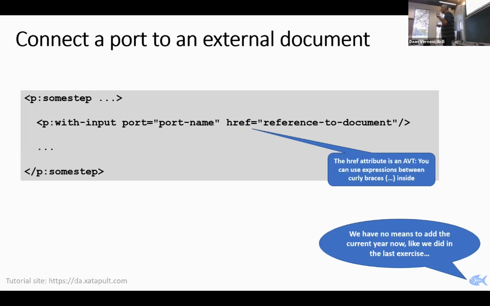So you write the href, and you can use attribute value templates in the href, which is not so useful at this moment because I haven't told you that we have variables and stuff like that. But if, for instance, you have a directory name in a variable inside your pipeline, you can use that to produce a full URL or something you want to do, like all this fun and juggling.